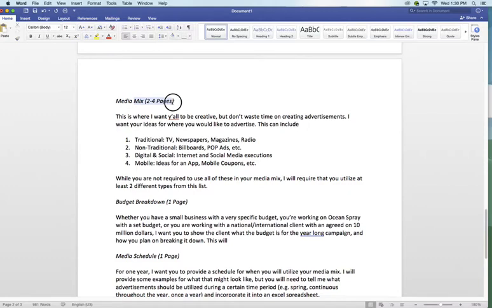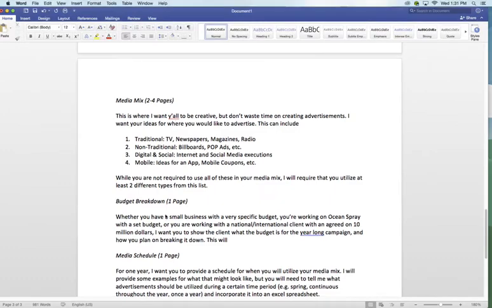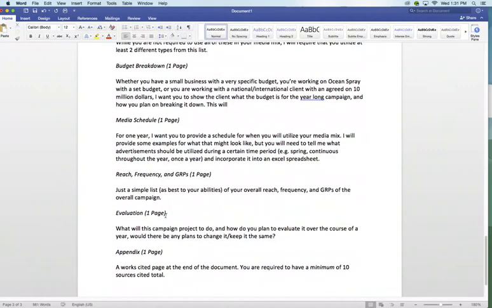2 to 4 pages is what I'm looking for. And you don't have to do all of them. So you have got the 4 breakdowns in terms of traditional, non-traditional, digital, and social, and mobile. You are not required to do all 4, but I would at least like you to do 2. So some of you have just mentioned that I just want them to do better on social media. That's fine. I do want you to make sure that you're doing something else with that so you can gain a little bit more in terms of your media mix as well as your budget breakdown. So that is one of the requirements I will have. You can use all 4 if you'd like. If that's something that you'd like to do, that's fine as well.